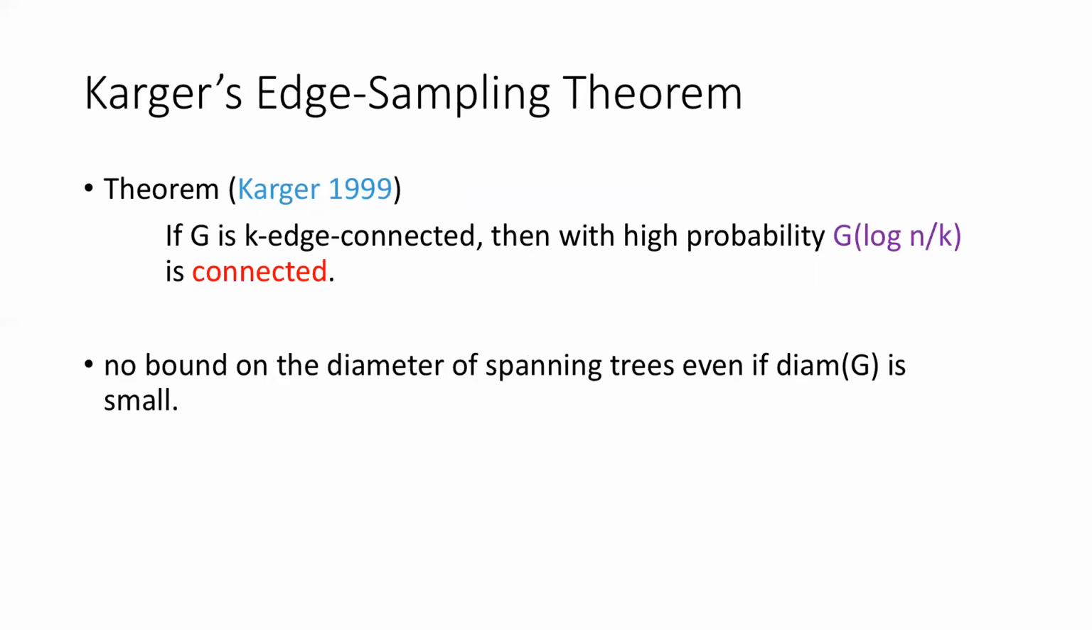Another celebrated graph theoretical theorem on k-edge connected graphs is Karger's edge sampling theorem. It says that for every k-edge connected graph G, the graph G(log n / k), which is a random subgraph obtained by sampling each edge of G independently with probability log n over k, is connected with high probability. Here we have k to be at least log n. And this theorem also has the same problem, which is that it says nothing about the diameter of the random graph obtained by edge sampling.